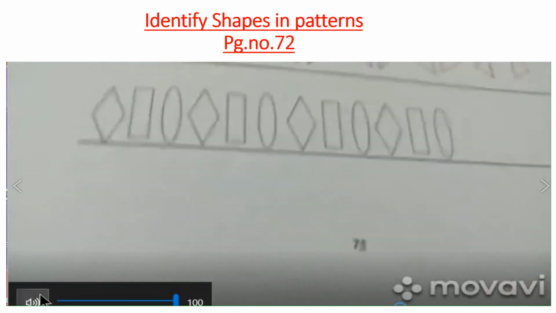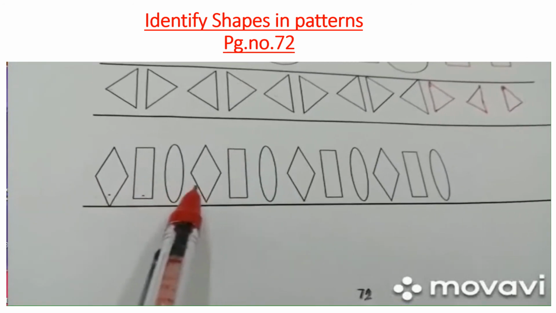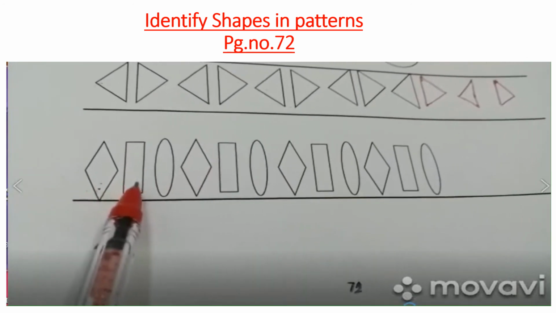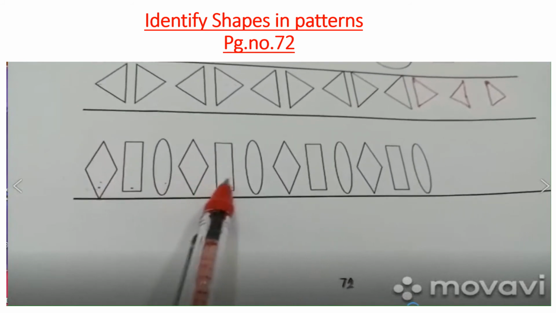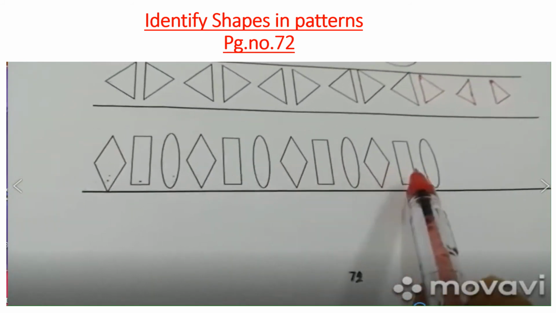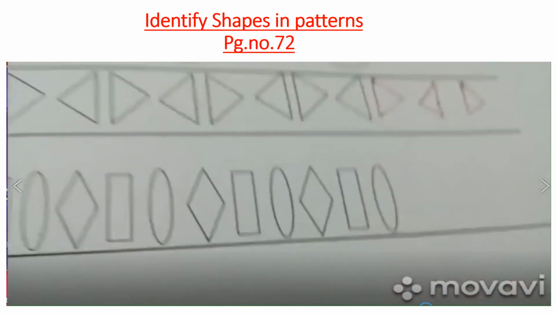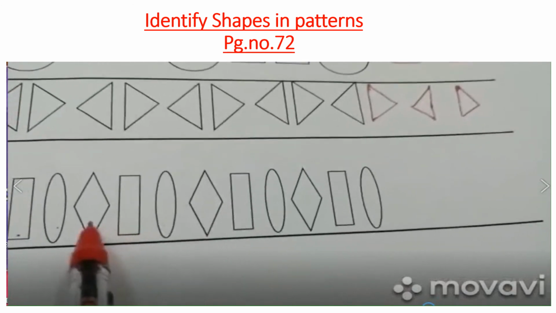See, now this is a rhombus, rectangle, oval. Rhombus, rectangle, oval. Rhombus, rectangle, oval. So what should be the next? Yes, tell me. Any guesses?